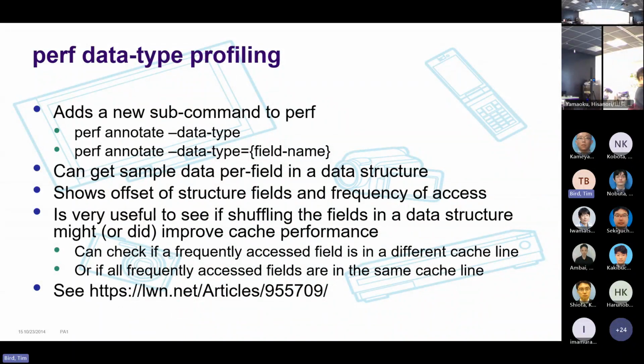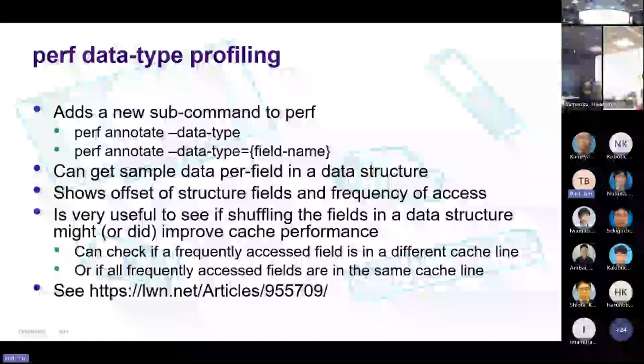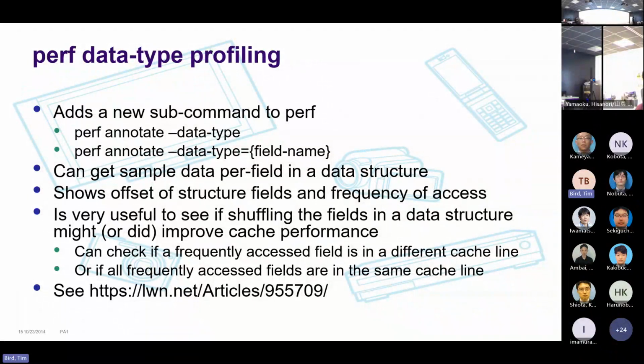But there is a new subcommand that allows you to annotate the output based on data type. In particular, you can mention a field name or a structure. So you can actually get data on a per field basis out of a data structure. What this means is that you can say, well, how many times was this particular field accessed during a particular run? And it shows you the offset of the structure fields and the frequency of access. So this turns out to be very, very useful to see if you can move the fields around in the data structure to improve cache performance.